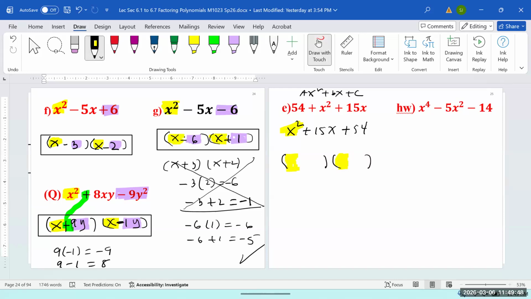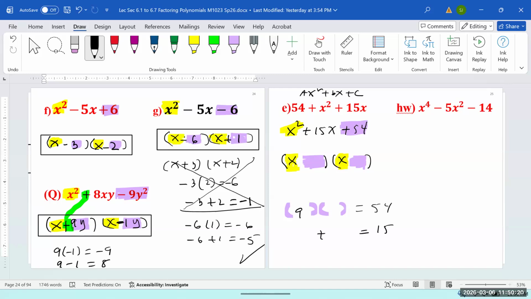Divide x squared into two pieces. How are you going to divide it? X and x. And now you're going to divide your 54 into two pieces. So how are you going to divide that? Multiply to 54, add to what number? 15. Can you find such numbers?